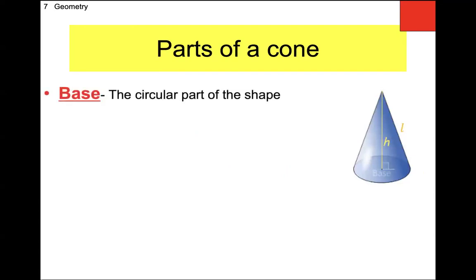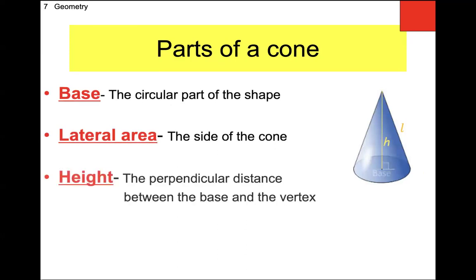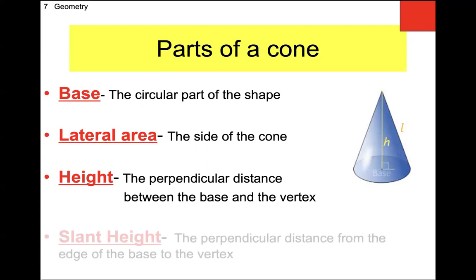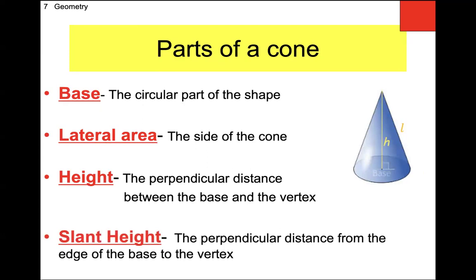Well, let's see. We got a base. That's a circle. We got the side area. We'll call that the lateral area, just as we did for all the other shapes. We got the distance between the base and the vertex at the top. We're going to call that the height. Height and altitude are interchangeable. And lastly, along the outside of the cone, if you went from bottom to top, staying on the outside, that's going to be called the slant height.